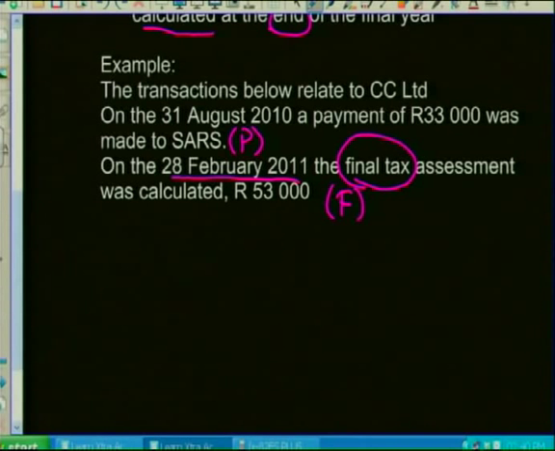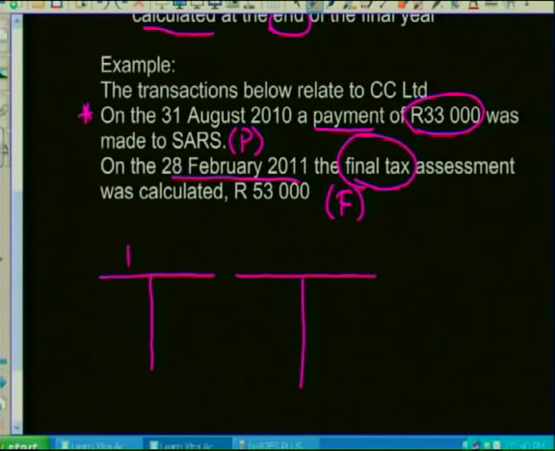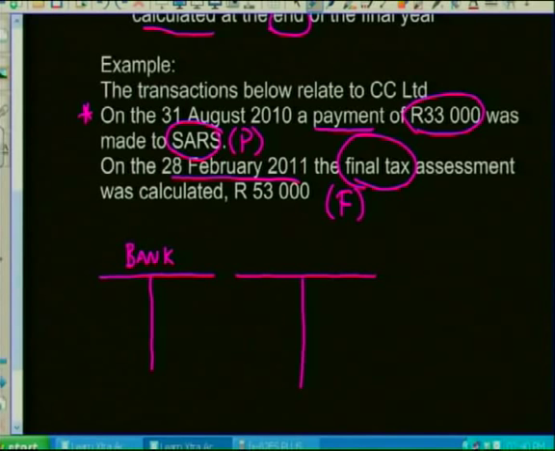Right, let's now look at these transactions and the ledger accounts that will be affected. I'm going to draw two T accounts because two accounts get affected in each transaction. The first transaction: on the 31st of August 2010, a payment of 33,000 Rand was made to SARS. So one account that's going to get affected, if I'm making a payment, is money coming out of my bank account, as in the company's bank account. Who are we making this payment to? We're making this payment to SARS. So my second account will be SARS income tax. Bank, let's assume bank is an asset, plus minus. SARS income tax, always assume at the beginning that SARS is a liability, minus plus.